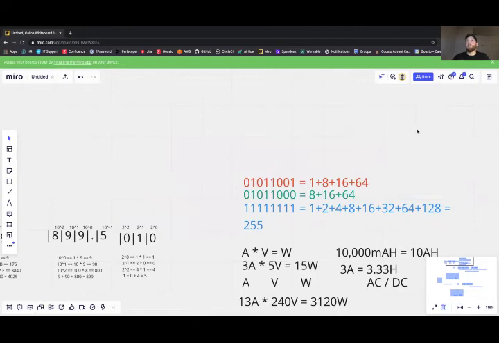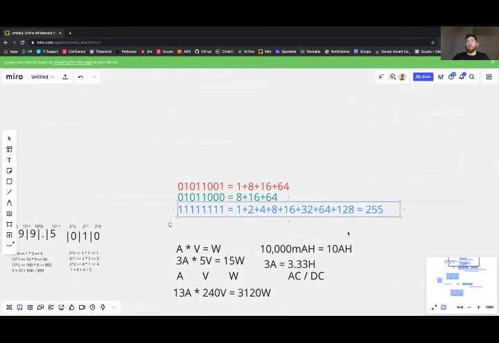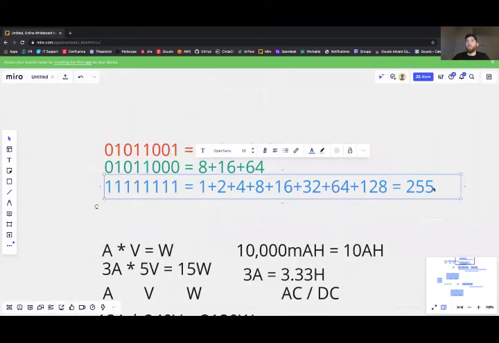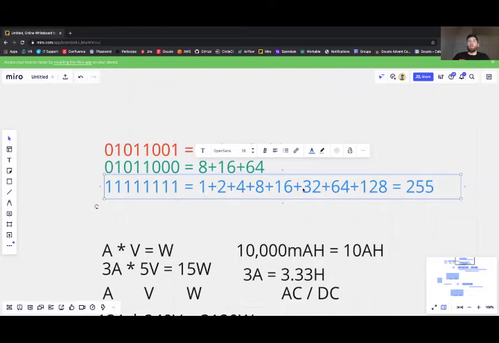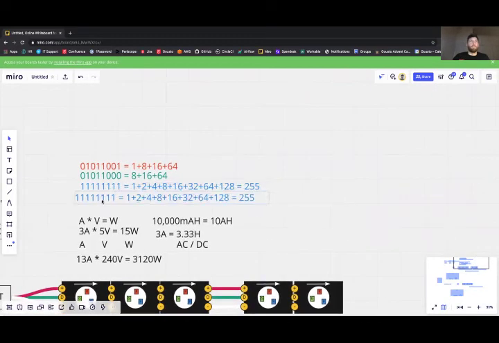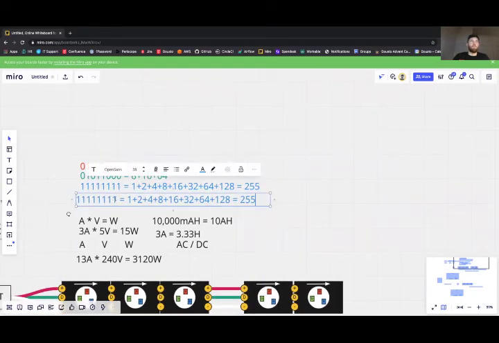So the maximum value is 255, and that's starting from 0. So there are 256 possible values for each of these. So that means that if you can set this blue channel to any of 256 possible values, and you can set the green channel to any of 256 possible values.